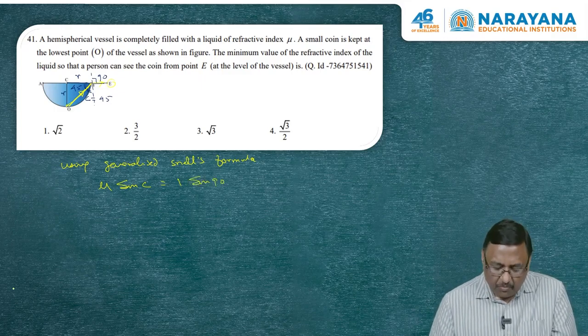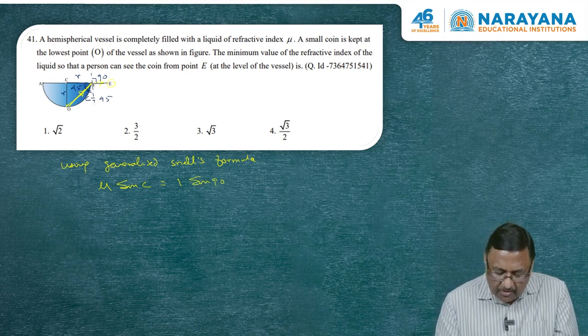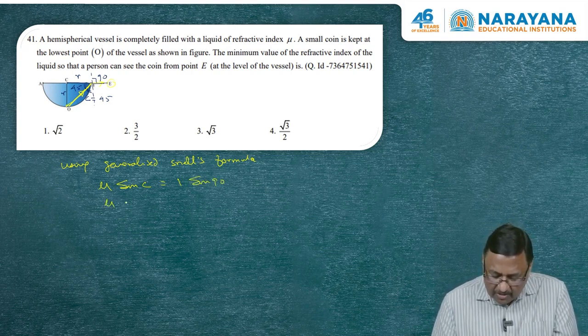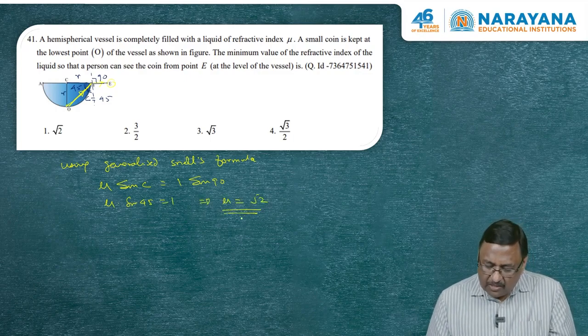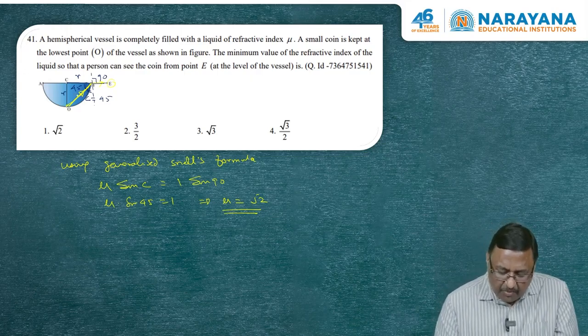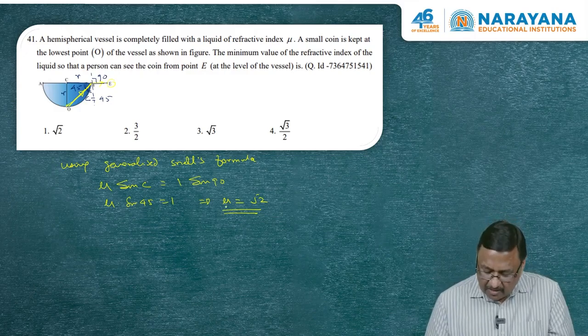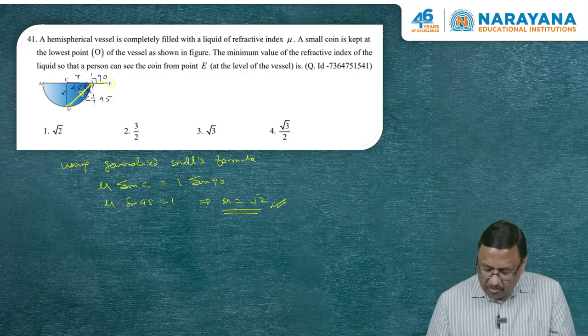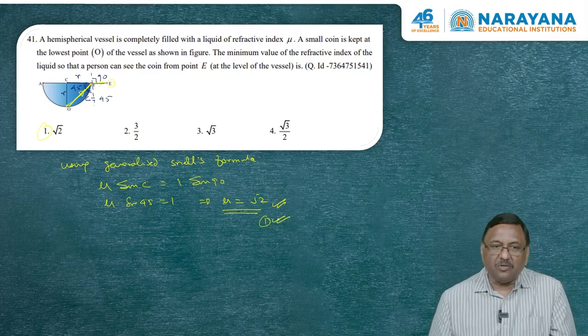Mu of air is taken to be 1, you know well. So if I write mu of air to be 1 here, and C is given to be 45, I write mu into sine 45 degree, it is going to be 1. That simply gives you this answer that mu is equal to root 2 here. So here is what we are writing, the minimum value of my refractive index. That means this is going to be my critical angle, so it is going to give you a minimum condition. I hope you understand this thing. So mu minimum is going to be root 2. So that means option 1 is the right answer for this question.